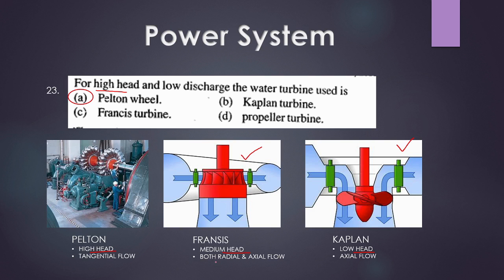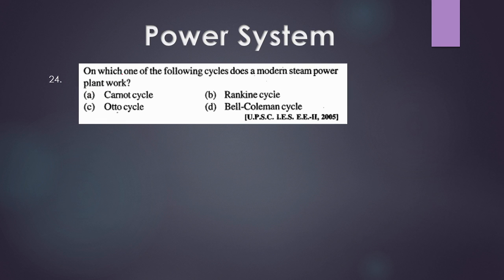For Francis, both radial and axial flow of water is there. So this is radial and this is axial. So both axial and radial flow of water. But for Kaplan only axial flow of water is there. This is Pelton, this is Francis, this is Kaplan. So it is asking about the high head, so it will be Pelton. Answer is A.